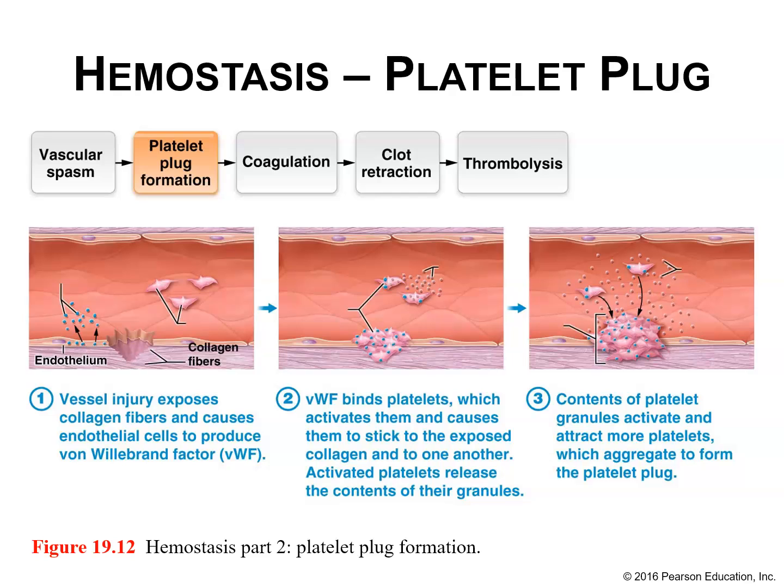So first, your vessel injury exposes the collagen fibers, as you can see here, and that will produce von Willebrand factor. Von Willebrand factor then will bind to the platelets, as you can see, which activates them and causes them to stick to each other and also to the vessel wall. Those activated platelets then release the contents of their granules, as you see from the image. The contents of the platelet granules will then activate and attract more platelets to this platelet plug that's formed.